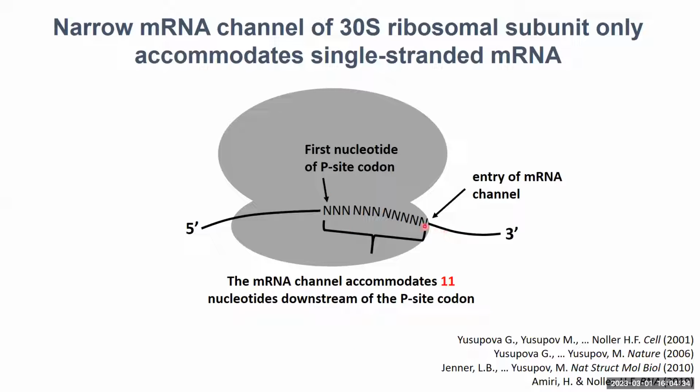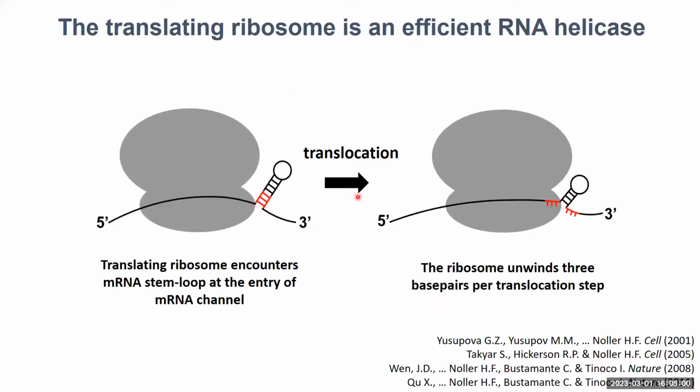mRNA during translation is threaded through the mRNA channel in the small ribosomal subunit, and this channel accommodates a single-stranded conformation of mRNA. From the first nucleotide of the P site codon to the entry to the mRNA channel covers 11 nucleotides. So 11 nucleotides downstream of the P site codon, mRNA has to enter the mRNA channel in single-stranded conformation. As a consequence of that, the translating ribosome is an efficient helicase. It was shown by elegant experiments from Harry Noller, Carlos Bustamante, and Ignacio Tinoco labs that the ribosome unwinds 3 base pairs at a time per each elongation cycle, per each translocation event. And it's a very processive helicase.